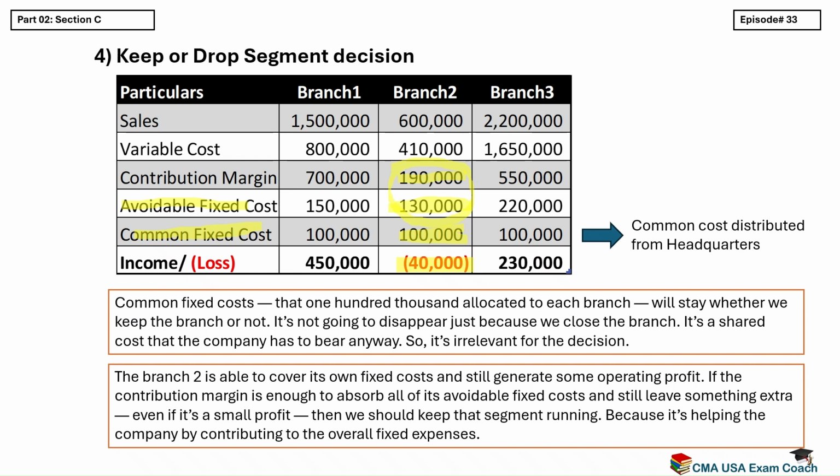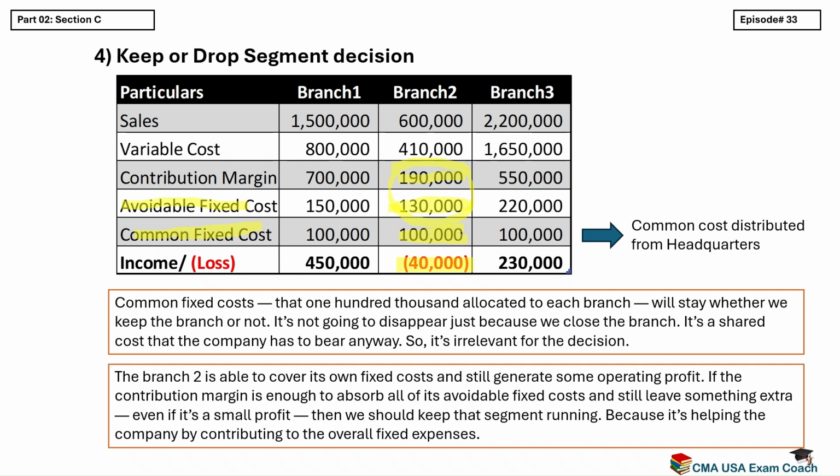In conclusion, what really matters is whether the branch is able to cover its own fixed costs and still generate some operating profit. If the contribution margin is enough to absorb all of its avoidable fixed costs and still leave something extra, even if it's a small profit, then we should keep that segment running, because it's helping the company by contributing to the overall fixed expenses.